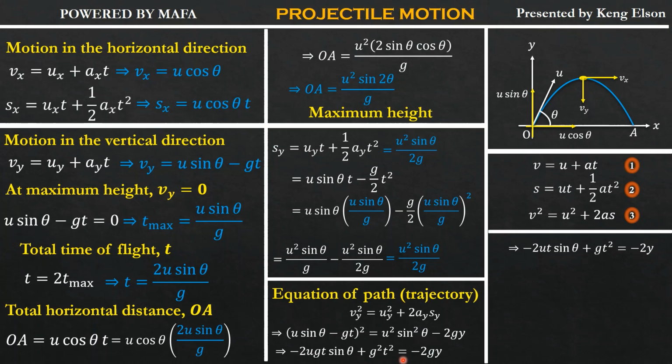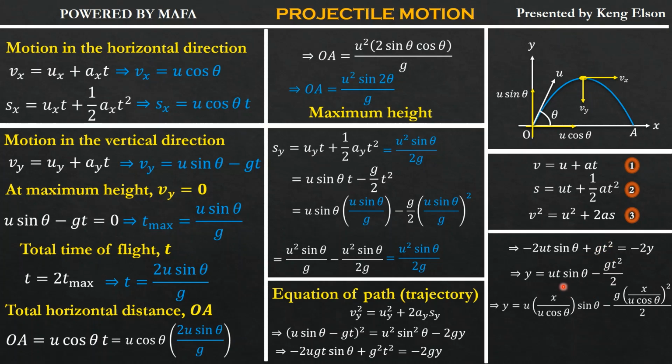Now we can divide all through by g. Your g cancels from here, one of the g cancels from here, and the g cancels from here. We get this. Now we can divide all through by negative 2. Negative 2 cancels from here. We are left with u t sine theta, and then we divide this by negative 2.